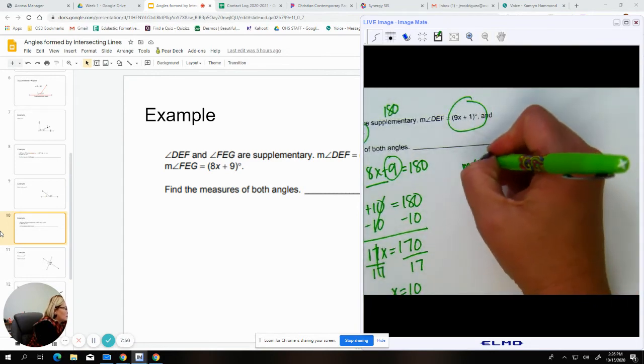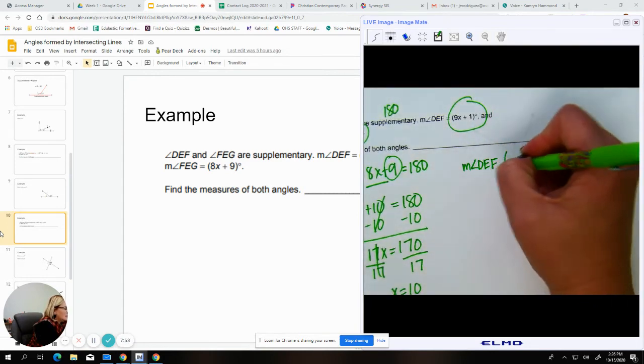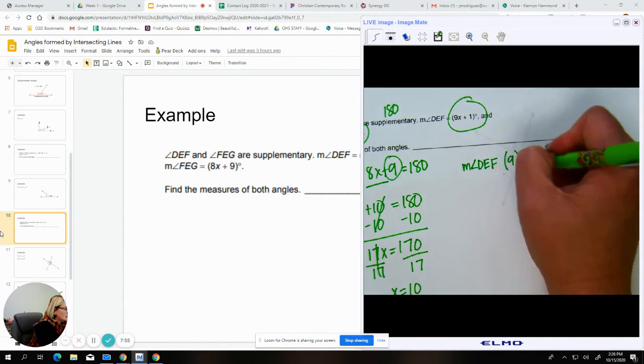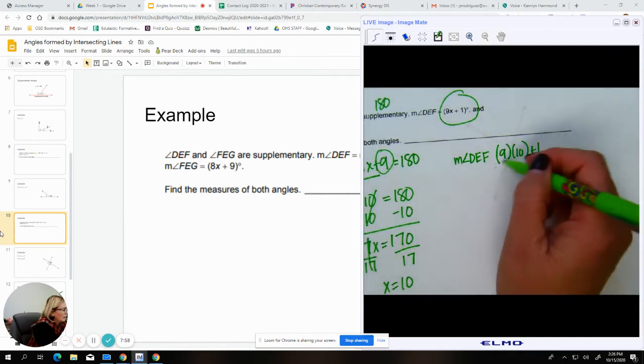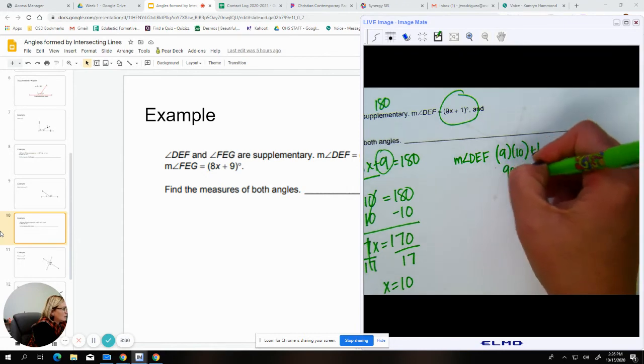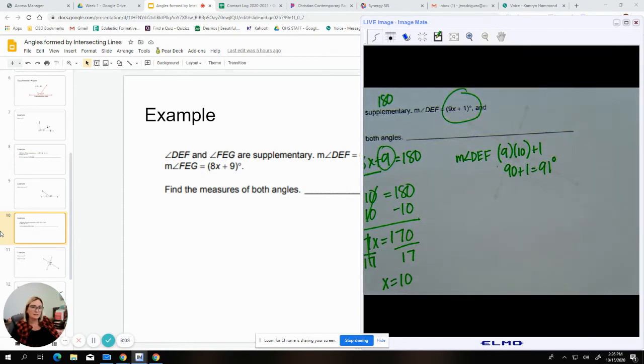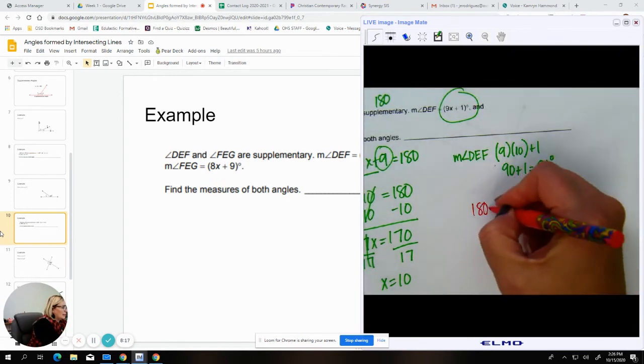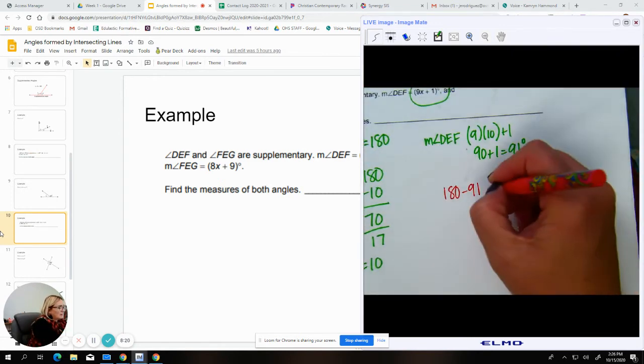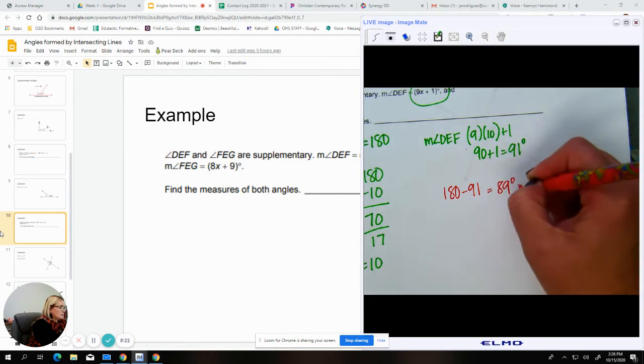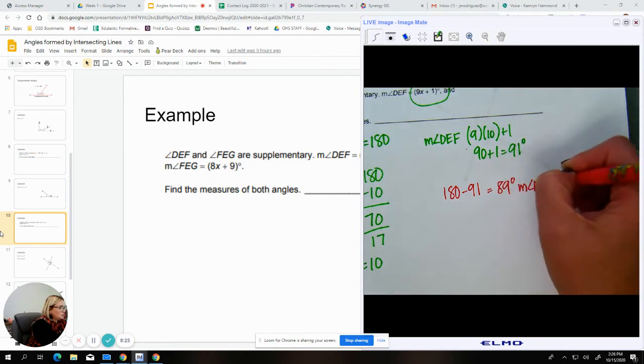So measure of DEF is 9 times x plus 1. 9 times 10 is 90, plus 1 is 91 degrees. So again, I can choose to either subtract from 180 or I can choose to plug it in. Either way, you should come up with the same answer. So 180 minus 91 should give us 89 degrees for FEG.